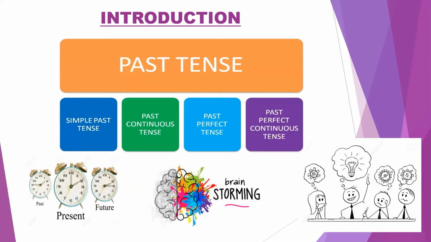As we discussed in the previous class, present indefinite tense, the second tense is past tense. Past tense also has four types: simple past tense, past continuous tense, past perfect tense, and past perfect continuous tense.